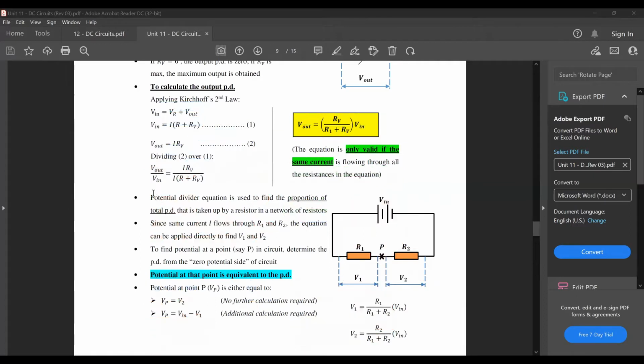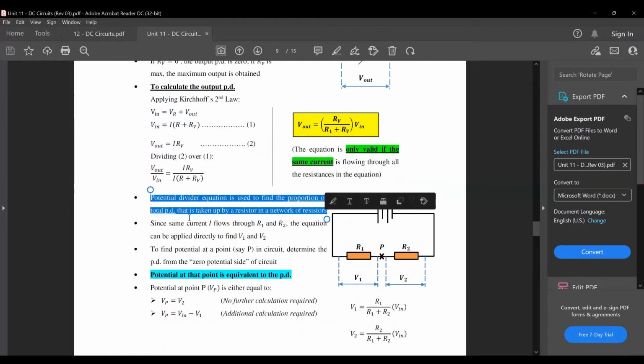Okay, so from here, you can see that your potential divider equation is used to find the proportion of total PD that is taken up by a resistor in a network of resistors. Okay, you are trying to find how much of a fraction of the total PD it is, just by looking at the fraction of the resistances.